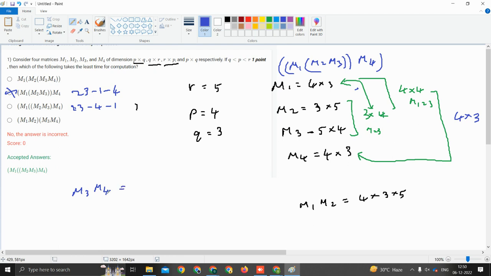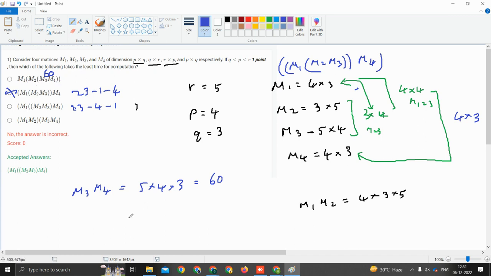See, M3, M4. Can you tell me how many operations M3 and M4 will take? M3 and M4 takes 5 cross 4 cross 3. This is the number of operations, right? So which is going to be how much? 20, 20 into 3, 60. Okay, 60. This is the first option I'm doing.